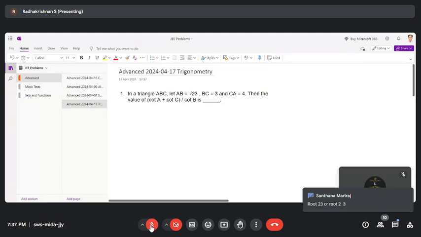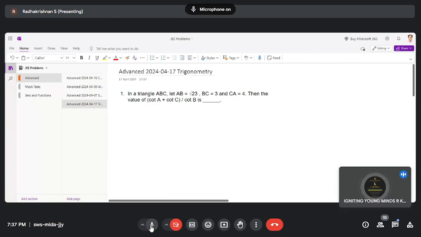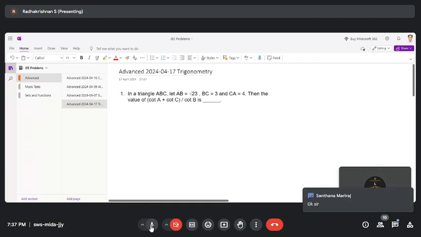It is root 23, Santana. Root 23. Answer is 1.2, Radha. Answer is 1? 1.2. Approximate. Cot B. Mine is an approximation.